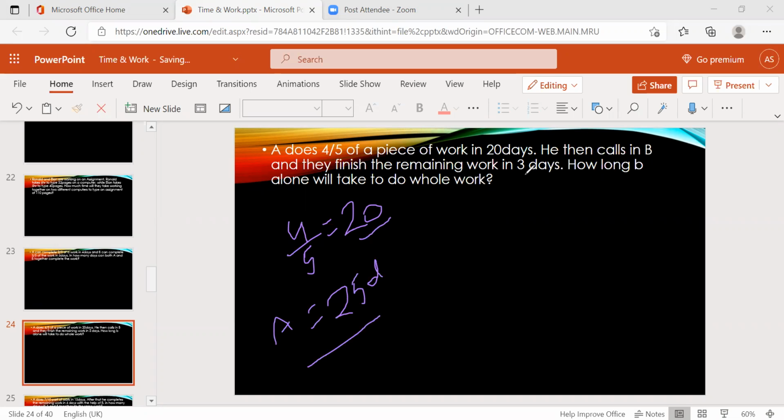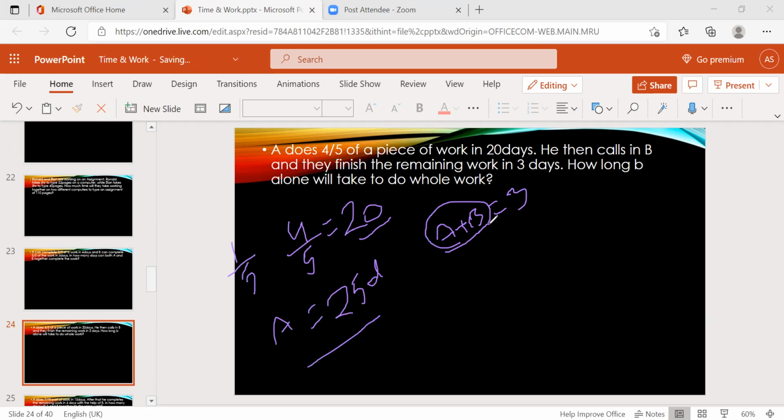And here they complete it, A plus B, in 3 days. So remaining work, right? A plus B done, right? So in 20 days, 4 by 5 of the work is completed already. So remaining work is nothing but 1 by 5, right?